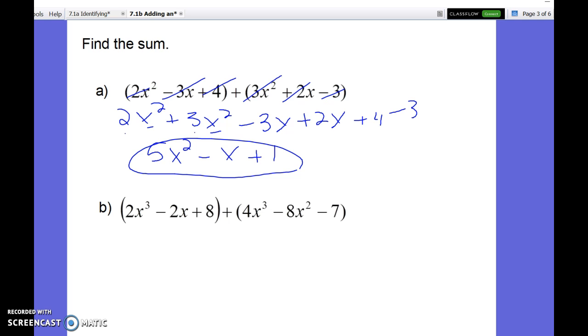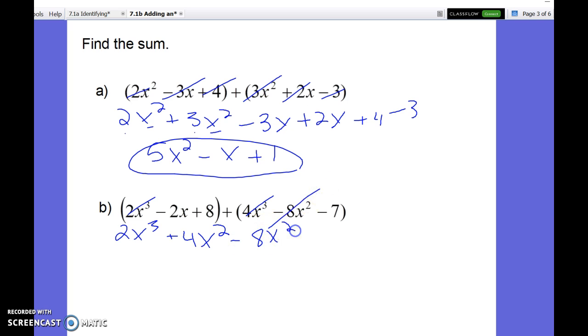So looking at letter B, when you get more comfortable with it, you don't have to organize your terms, but I'm going to organize my terms just so we can look at this. I have 2x to the third. Looking through my terms, I've got a 4x to the third. All right, then way down here, I've got an x squared.